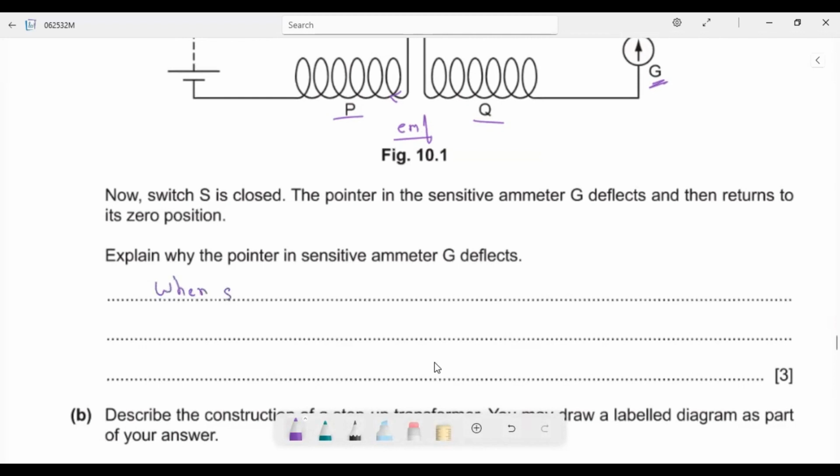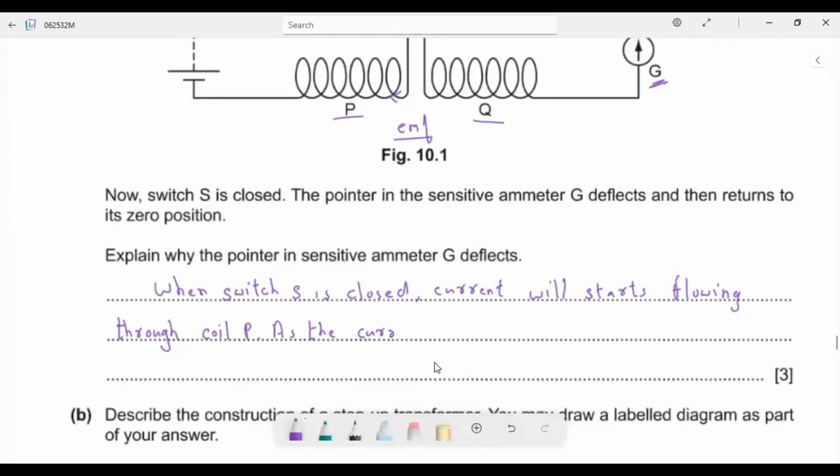When switch S is closed, current will start flowing through coil P. As the current starts flowing through coil P, there will be change in magnetic field.